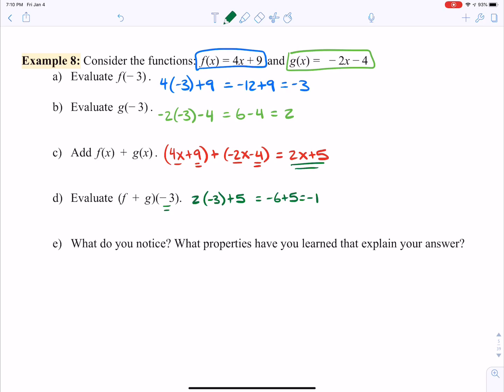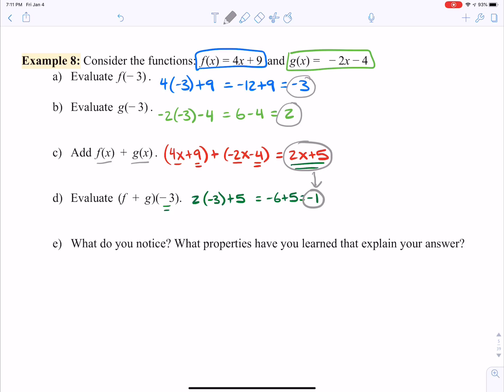What properties have you learned that explain your answer? So if we go back and examine what just happened, in part A, we found f of negative 3. By plugging in negative 3 for f, we got negative 3 for our answer. G of negative 3, so we plugged in negative 3 for g of x, and we got 2 for the answer. In part C, we added f of x plus g of x, and we got 2x plus 5 for our answer. And then in part D, it led you to do f plus g of negative 3. So after we added them, we plugged in negative 3, and we got negative 1.